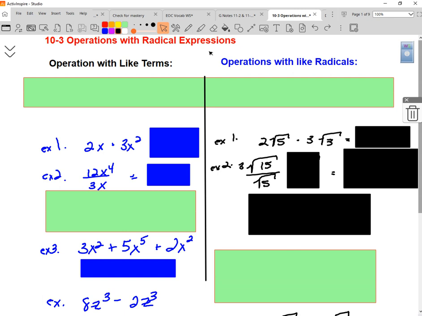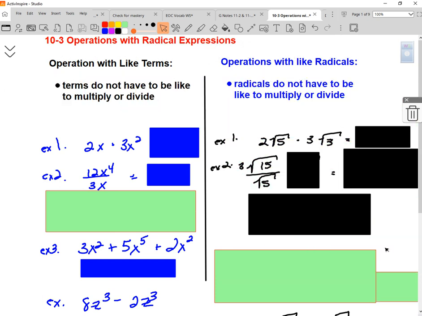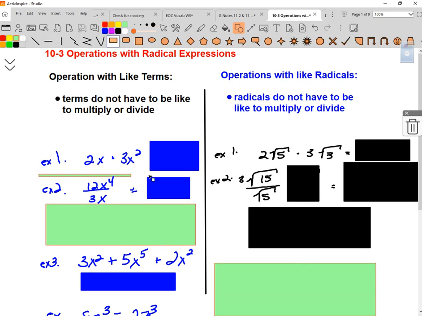So let's talk a little bit. Radicals are very similar to like terms, right? We can add and subtract only like terms. We can add and subtract only like radicals as well. But we can multiply and divide any radicals, any terms. So, for example, I want you guys to put example 1 in here.